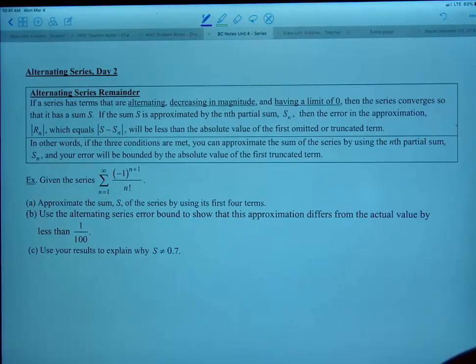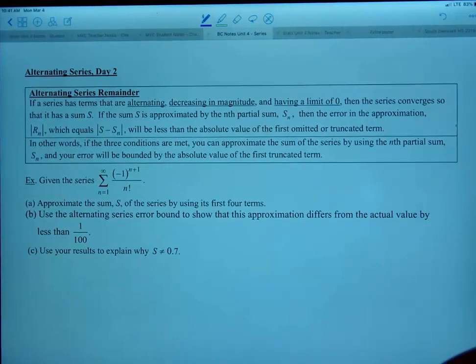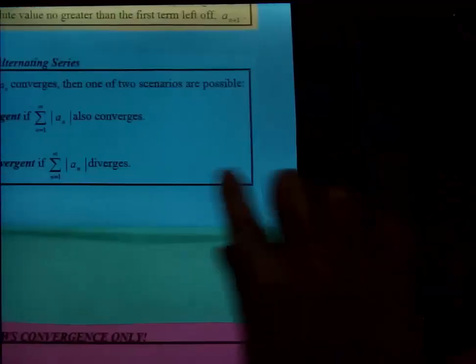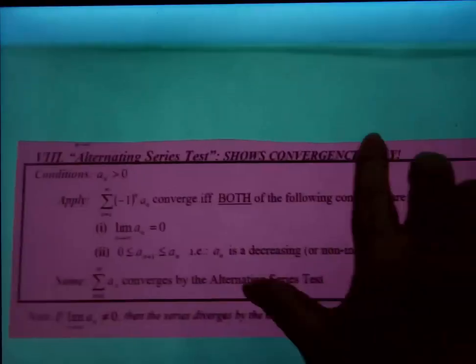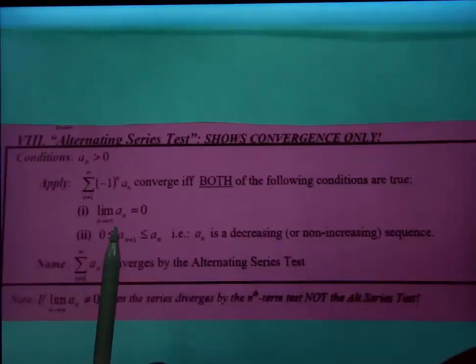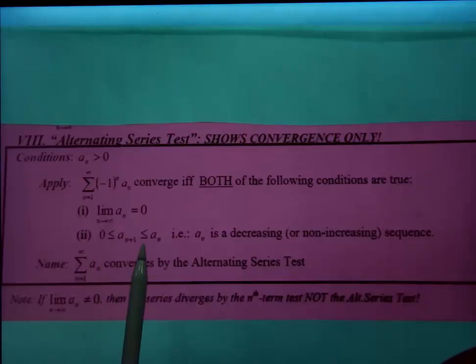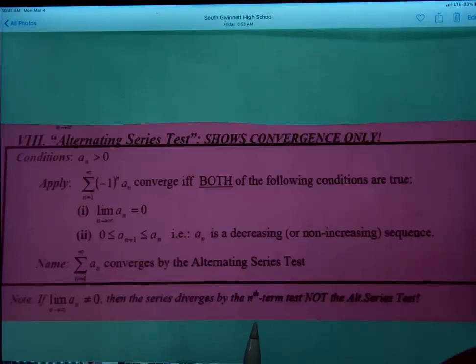Terms are getting smaller. So in your flip book, let's go ahead and go to the picture of the flip book, which is right here. The limit is 0, and the terms are getting smaller. You say that it converges by the alternating series test, but if the limit doesn't equal 0, you say it diverges by the nth term test. Do you remember that? You don't use alternating series for that. You use nth term.